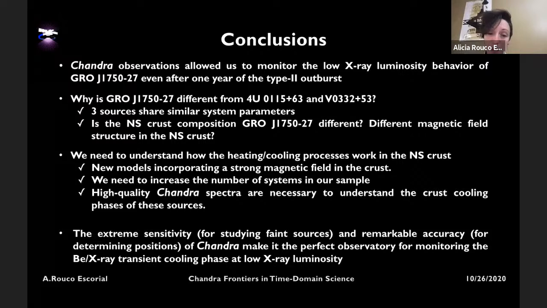We expect to detect cooling emission for what we call fast spinning Be X-ray transients, because for those where the spin period is longer, we don't expect that these systems enter what we were calling the propeller regime, and also Gianluca talked about this. So we need these systems to enter the propeller regime, and for that we need fast spinning neutron stars and high magnetic fields.